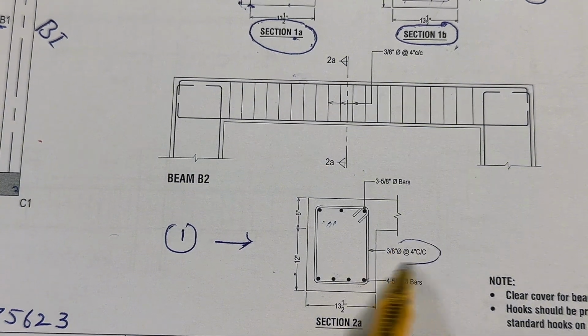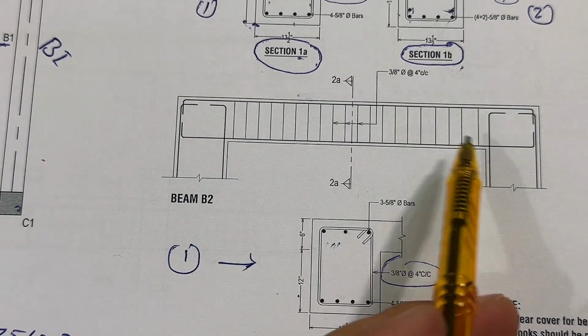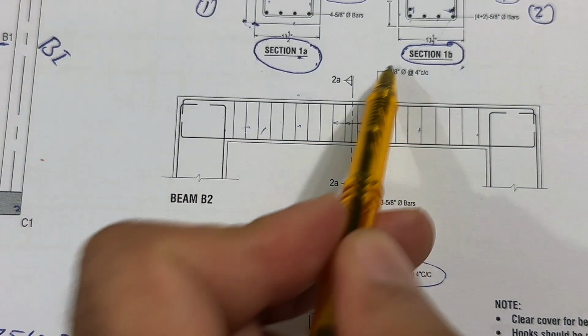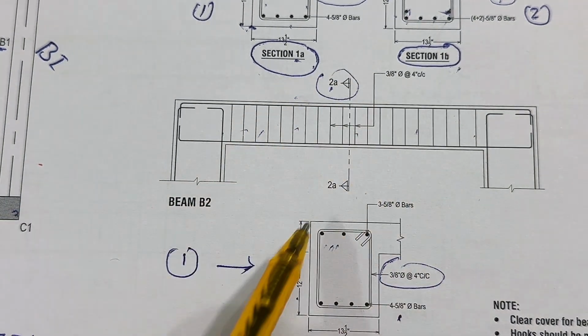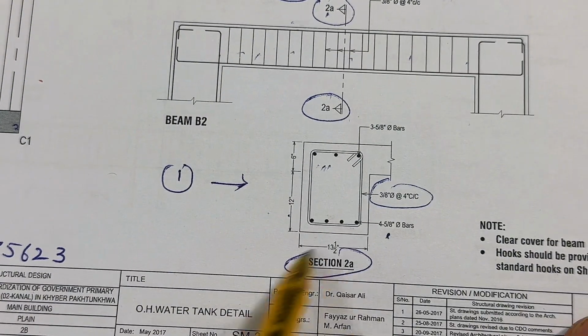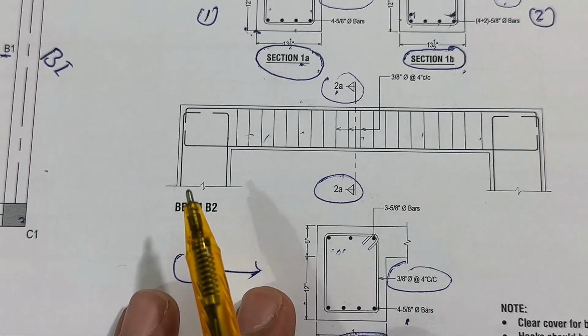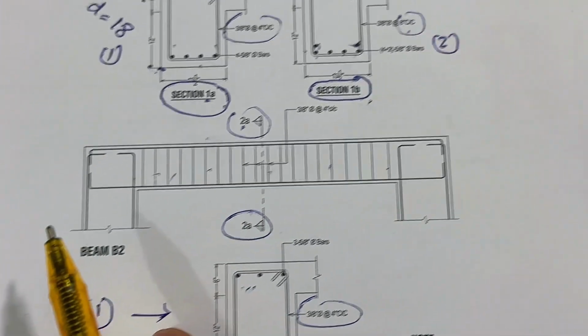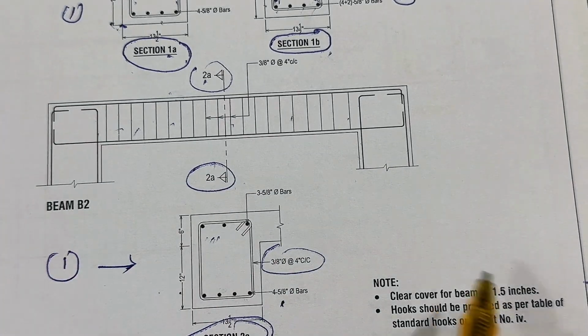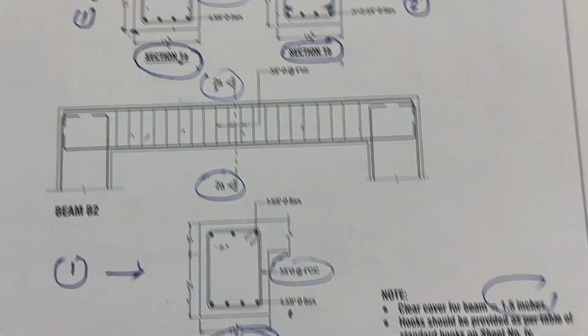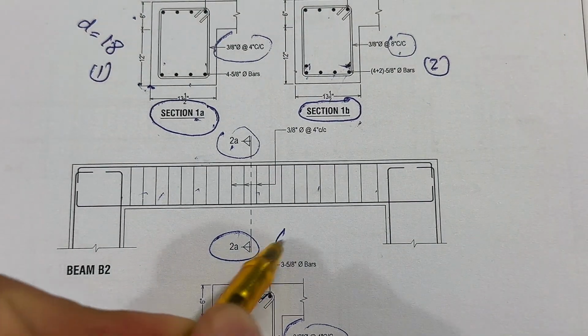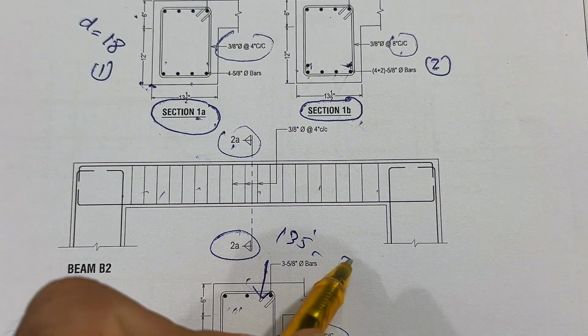The stirrup spacing is 4 inches for all the beam. As you can see, the spacing is the same, because only here we have the 2A section, which is this one. You can see clearly. So guys, this is a short video but very important for you people. And here the concrete cover is 1.5 inches and hooks are bent at 135 degrees with the thickness of 3 inches.